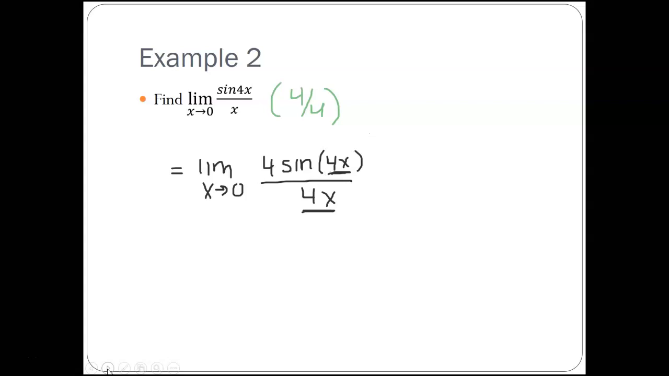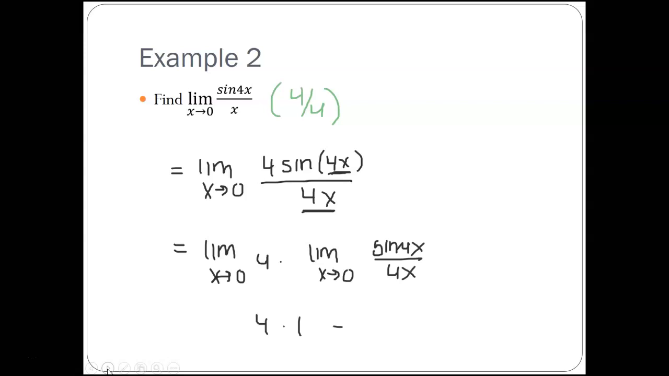So really, this is like saying the limit as x approaches 0 of 4 times the limit as x approaches 0 of sine 4x over 4x. So you get 4 times 1, which is 4. Remember, the limit as x approaches any number of a constant is always the constant. That was the very first limit property we learned.